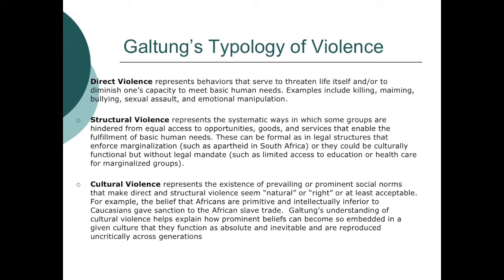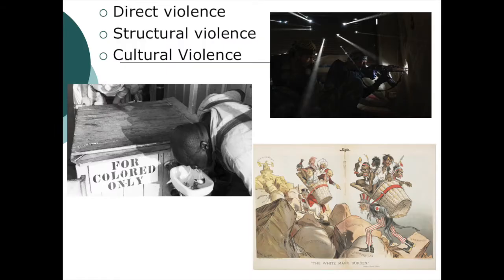Structural and cultural violence are more interesting types of violence. So direct violence represents behaviors that serve to threaten life itself and or to diminish one's capacity to meet basic human needs. So the image of direct violence in this slide is in the top rightmost corner. It's a picture of a Syrian rebel in a sniper's nest.